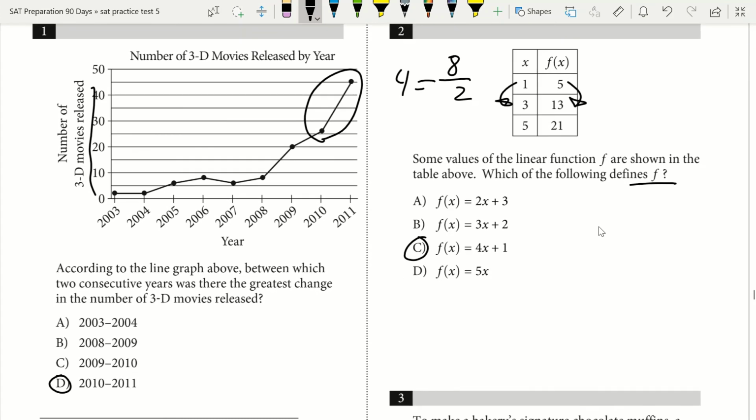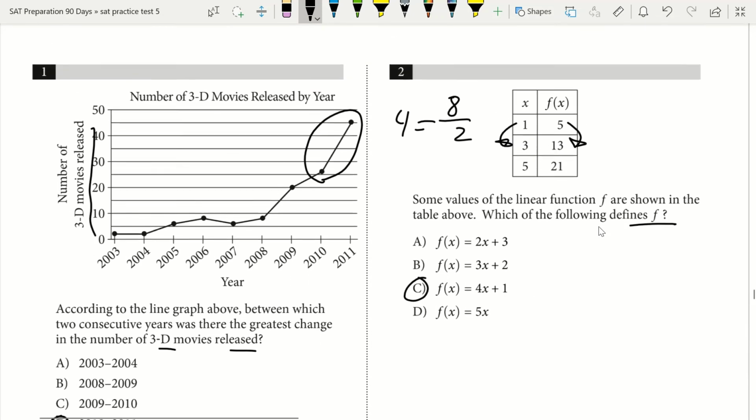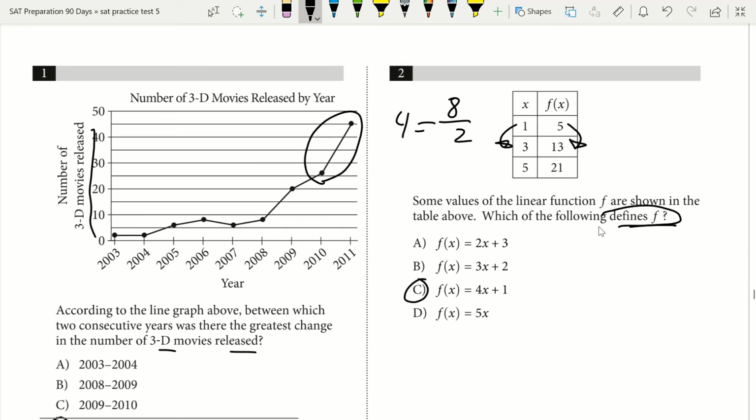I see number 1, I was asked for the greatest change in the number of 3D movies released. That's going to be from 2010 to 2011. Obviously, that has the biggest absolute value of slope. Keep in mind that the greatest change could have also been negative, but in this case, it was positive. So there, that's going to be correct. Next one I had, defining f. I see that if I go up by 2, I go up by 8. So that means my slope is going to be 8 over 2, which is 4. Only option with that is C, so that one's correct.